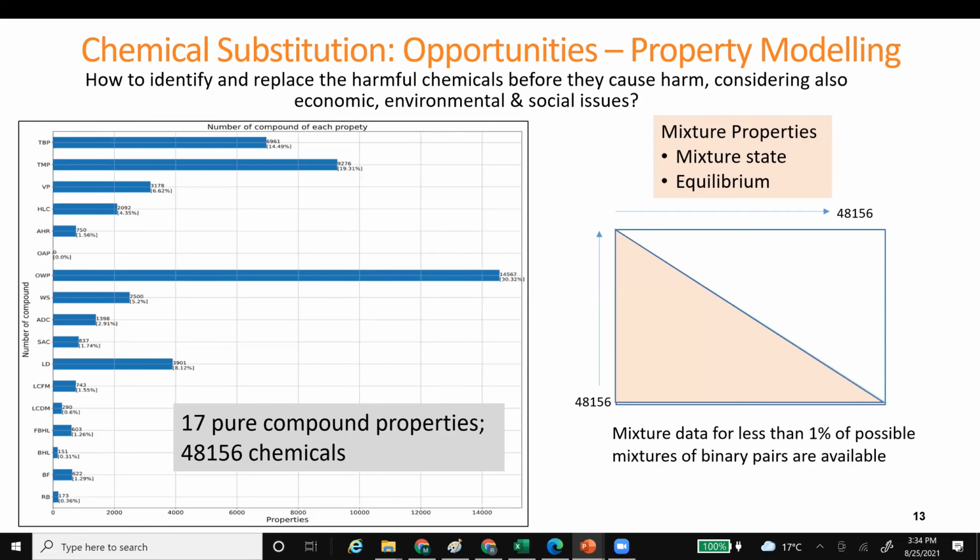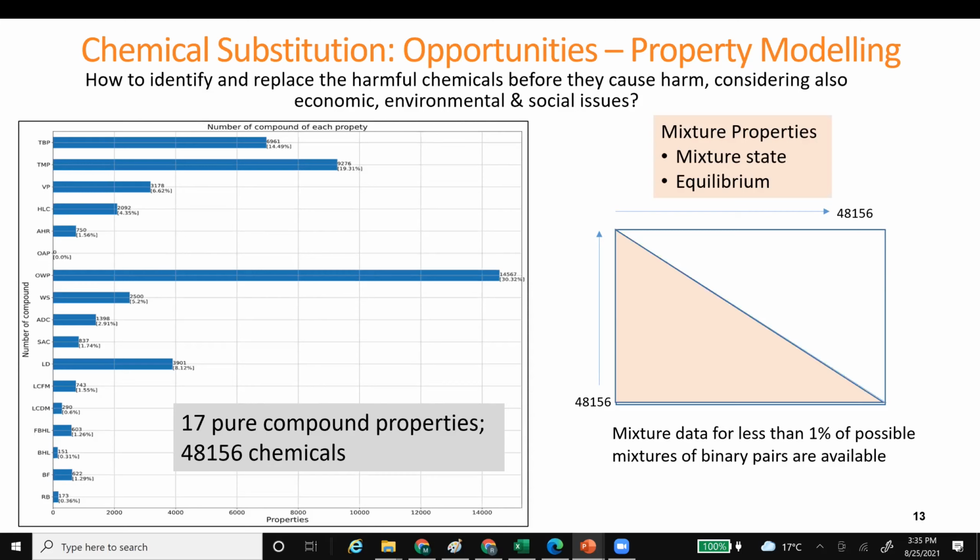If we take the 48,000 chemicals and want to make all possible binary pairs of them, then the lower triangle shows the unique binary pairs. So it's not the full rectangle we need, we just need the triangle. That will be the number of binary pairs generated from this number of chemicals.